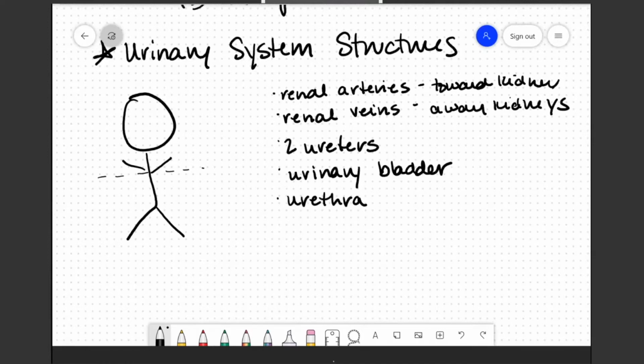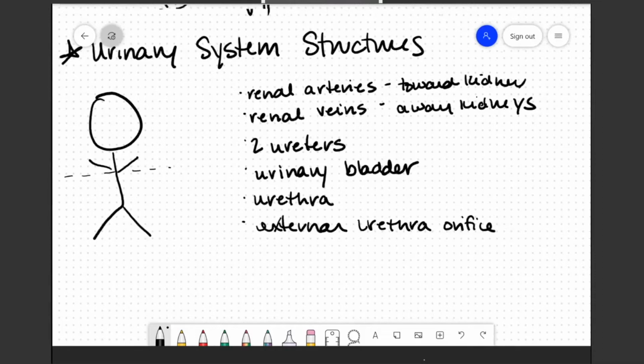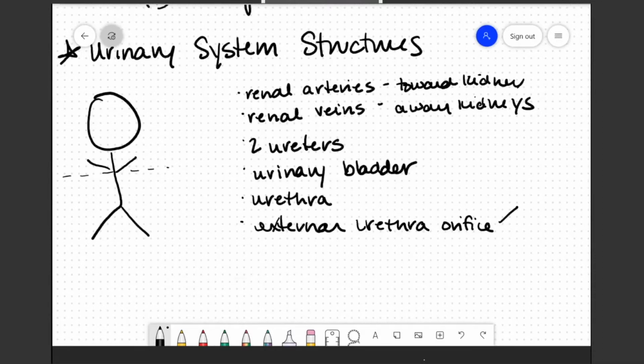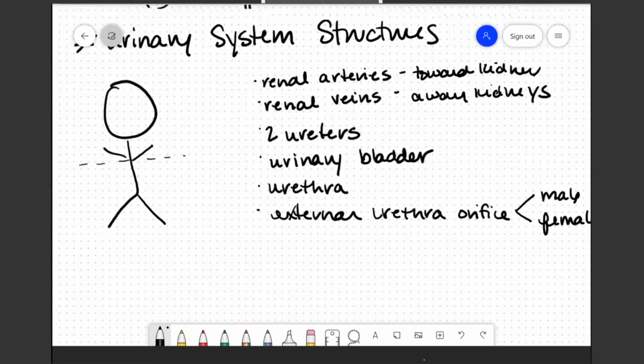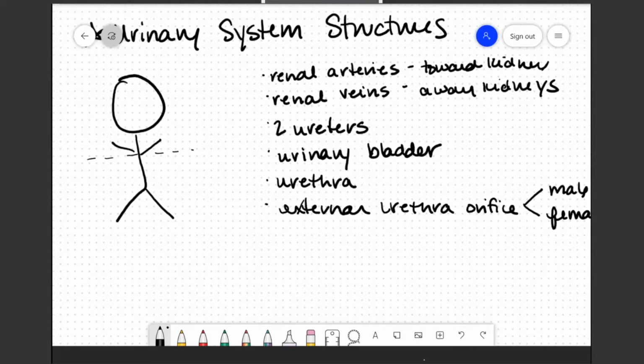And there's going to be a structure called the external urethral orifice. This is how the urine will actually leave the body, the external opening of the urethra. This will be different based on male versus female. They will have a structure that's the external urethral orifice, but it will be structurally different based on male and female. So we're going to start with these on our lovely little picture.